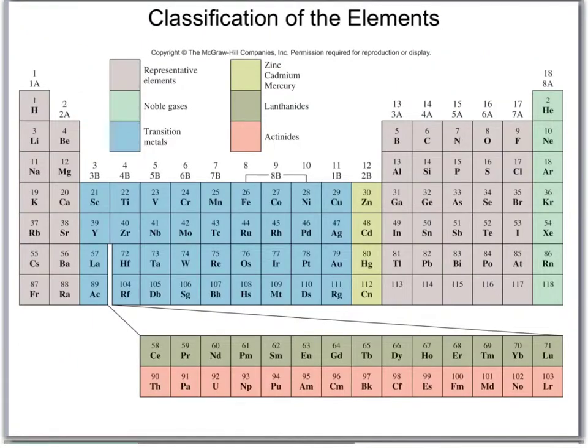Elements are also classified based on their position on the periodic table. The gray elements and the light green elements are all known as representative elements or as main group elements. The blue and yellow-green are the transition metals, and this green and kind of peach color are what are known as the inner transition metals, or the F block elements, also known as the lanthanides and the actinides.